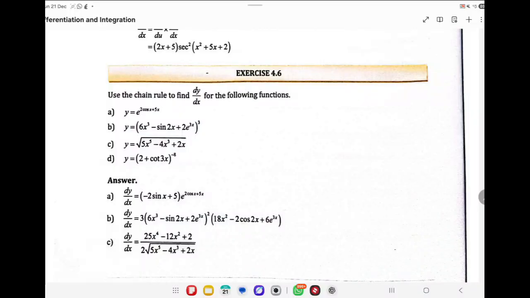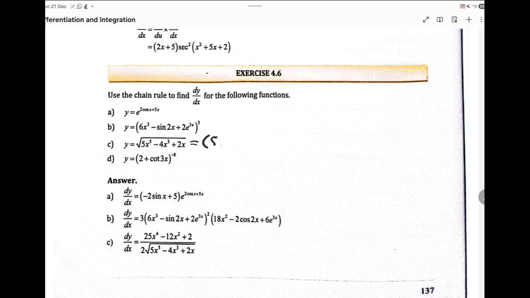For the next two, actually this one is equal to 5x minus 4x to the power of 3 plus 2x to the power of 1 over 2. So we can use the same way of the power rule that we discussed just now. The same goes for this one. You can use the idea of power rule, okay? Or again, if you feel uncomfortable to do that, you can use chain rule.